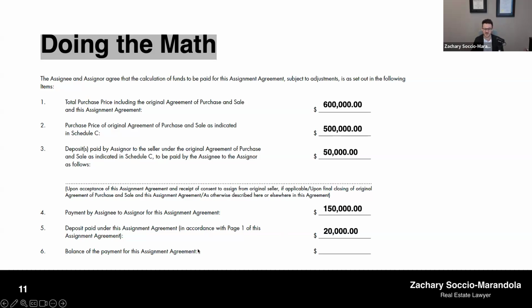So number 6 is also usually done incorrectly, but only by virtue of number 4 being done incorrectly, because this is that math. 150,000 minus 20,000. So the balance of the payment for the assignment agreement is $130,000. I'm going to stop right here. Let's start with any questions, because this is where things get confusing. Instead of jumping back while we're in on the math, is there anything that's throwing anybody off? Did I go through it too quickly?